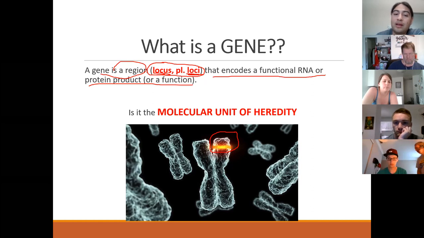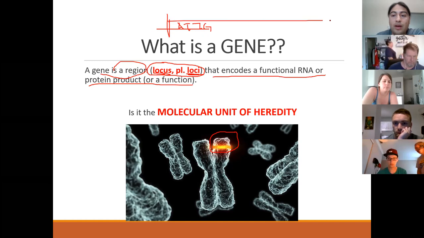Again, a gene is just a region of DNA that is going to encode a functional RNA, a function, or a protein. Usually it's going to be a sequence, so you can have A, T, T, T, T, G, and all this sequence of DNA. From this point all the way to maybe 1,000, 2,500, or 100,000 base pairs later, the gene is going to end. That is the piece of DNA that has a specific function, right? So the gene is the molecular unit of heredity.